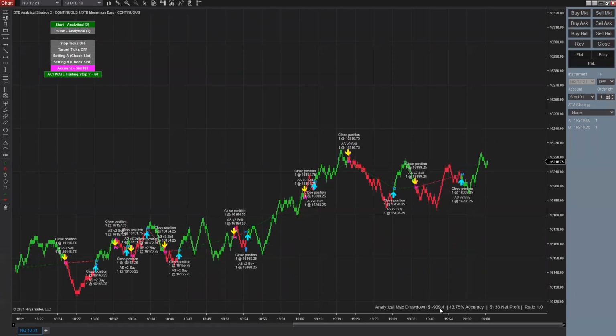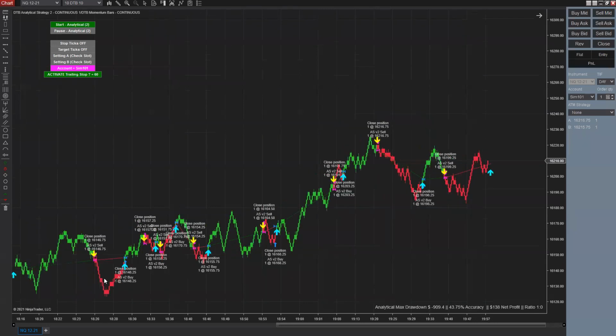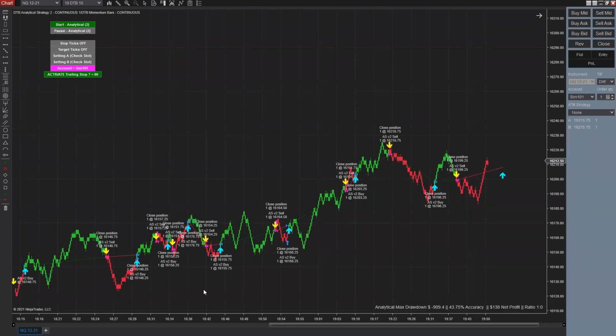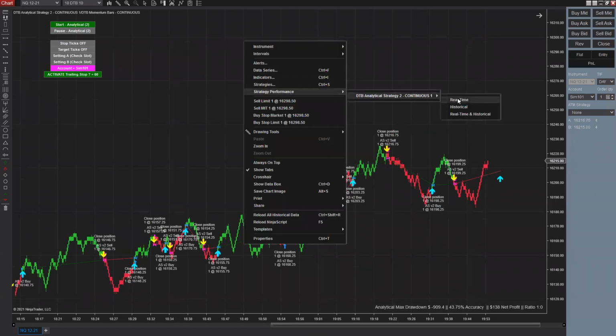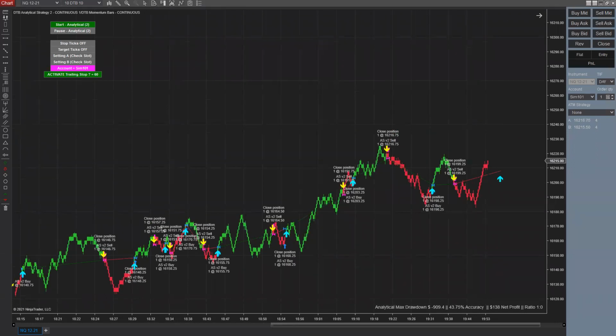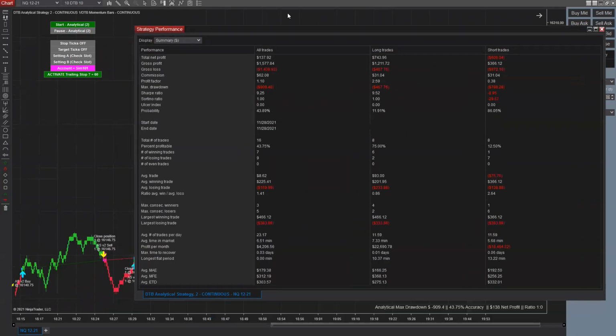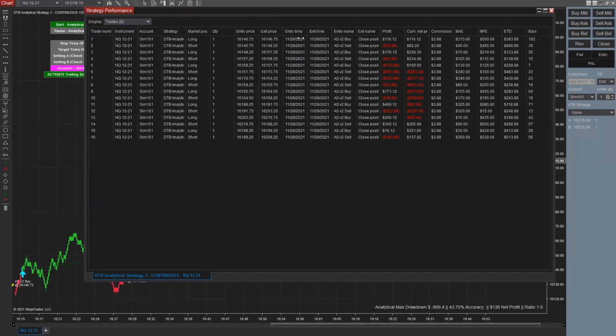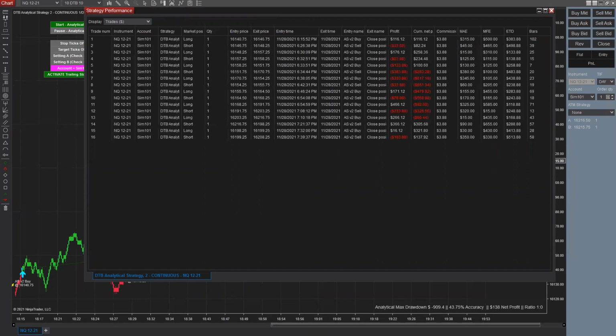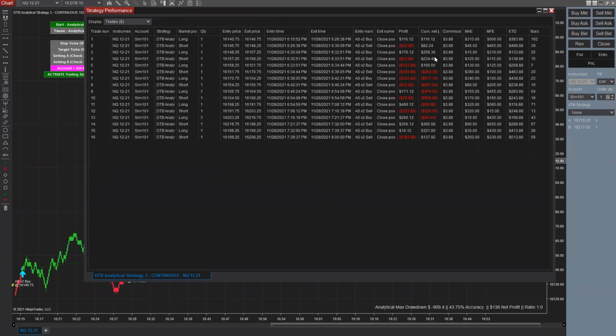So you can see we started off going down. We had a few losing positions. If you look at the strategy performance for the trades that would have entered today specifically, this is where we are sitting. Okay, so there are your specific trades.